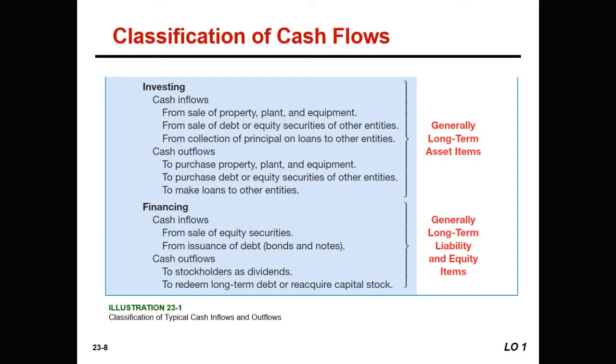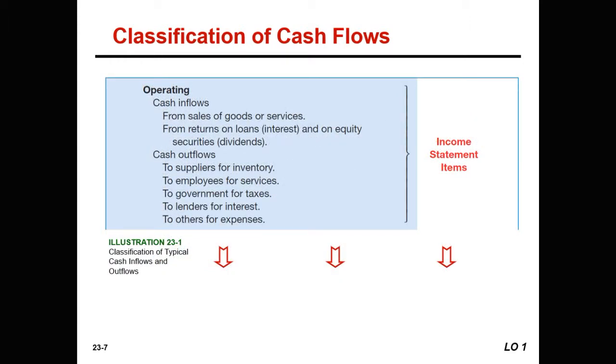Some cash flows relating to investing or financing activities are classified as operating activities, such as the receipt of investment income, like the interest and dividends that you see here. And payments of interest to lenders are classified as operating activities. Conversely, some cash flows relating to operating activities are classified as investing or financing activities.